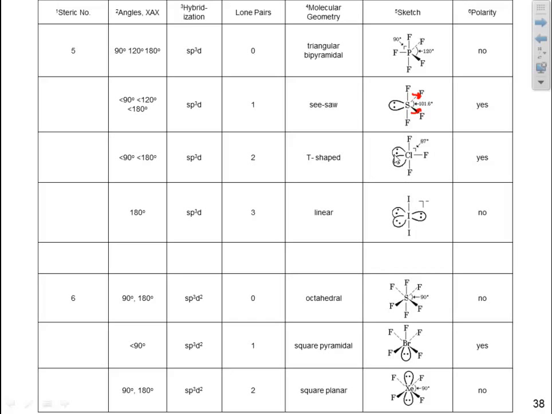Now, what if I put two lone pairs? They're going to have to be in the equatorial. And then what's going to happen is your angles are still going to be less because there's going to be more pushed on it. There's going to be a T shape, sometimes referred to as distorted T, because these angles are going to be smaller. And you're going to have a polar molecule.